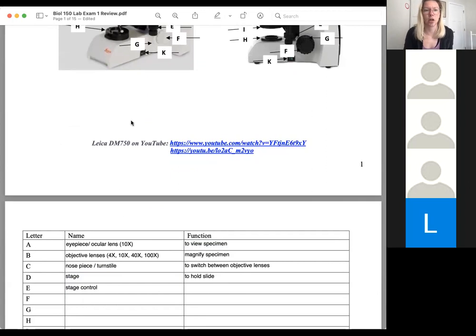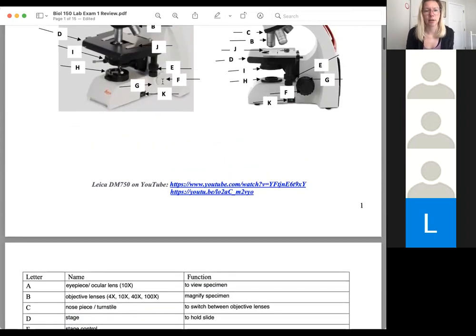And then F and G. These pictures aren't very high resolution, and these ones are kind of dark, so it's difficult to see, but F is the one that sticks out further, and G is the one that's closer to the unit. Is it the iris diaphragm? It's not an eyepiece. The fine adjustment knob and the coarse adjustment knob.